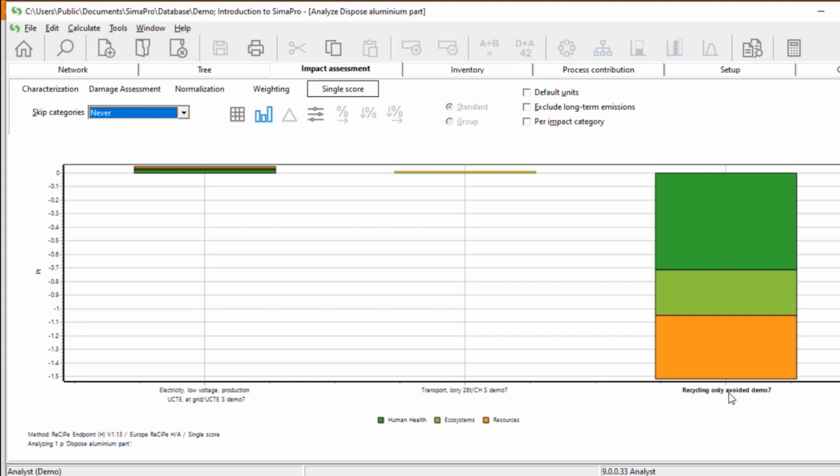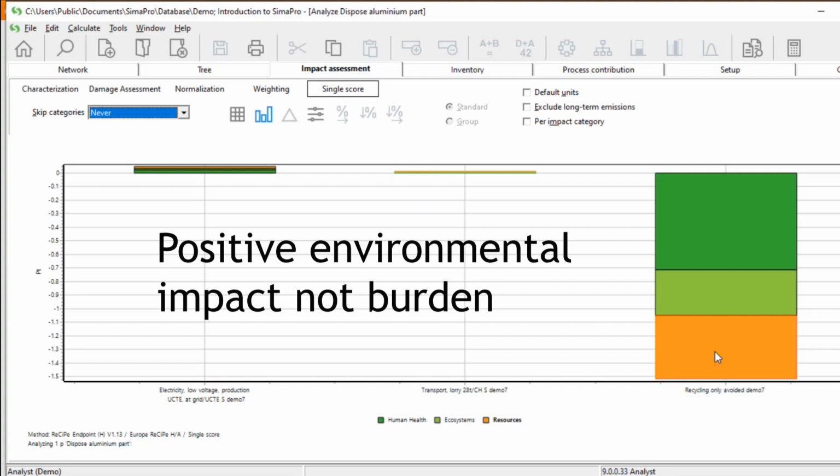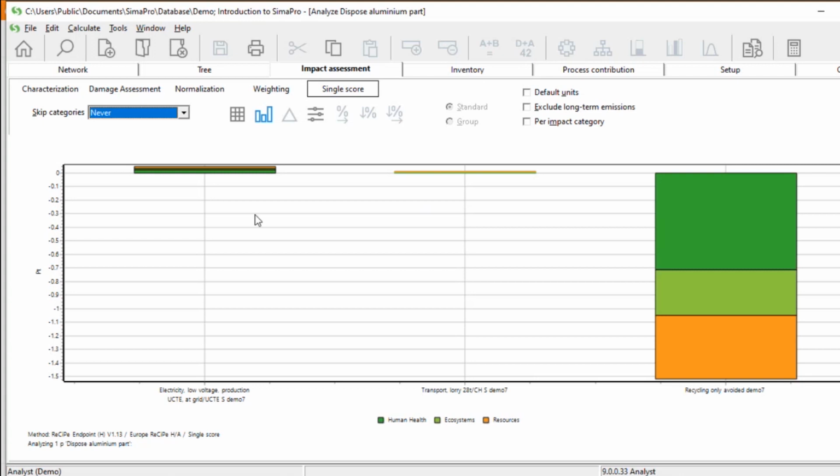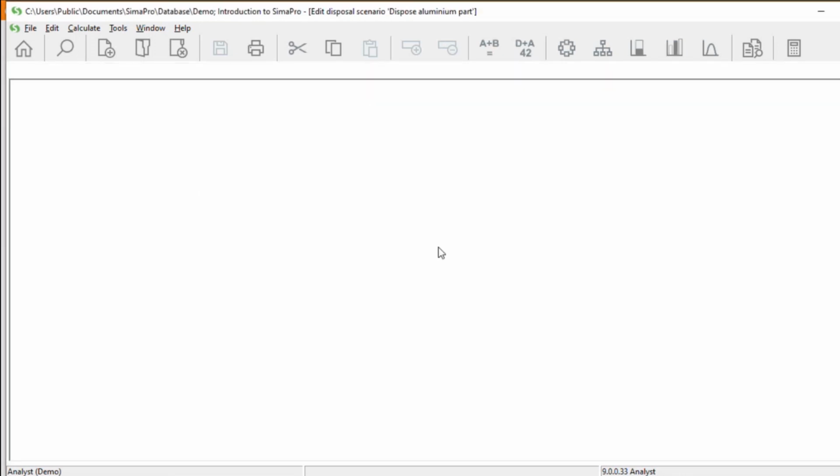So the recycling gives you the positive environmental effect, like you are saving your environment. That's the reason it's negative. Okay, negative points: resources, ecosystem, and human health. All right, so this is what it's all about for disposal. Let's close this one.